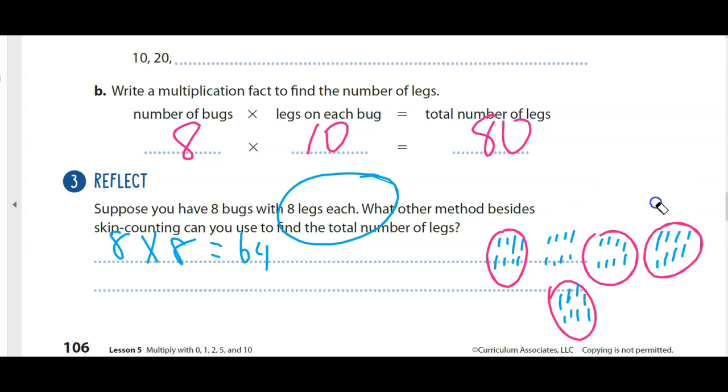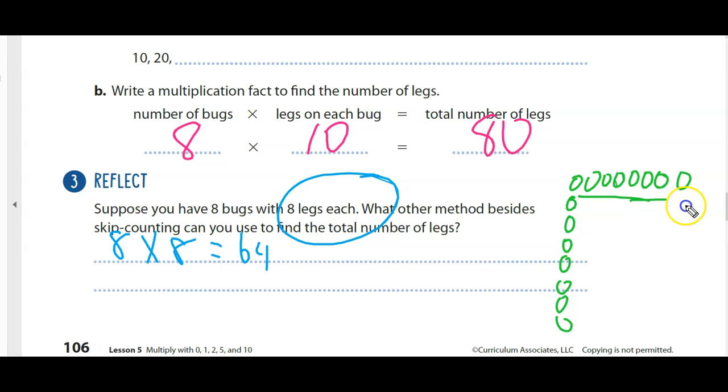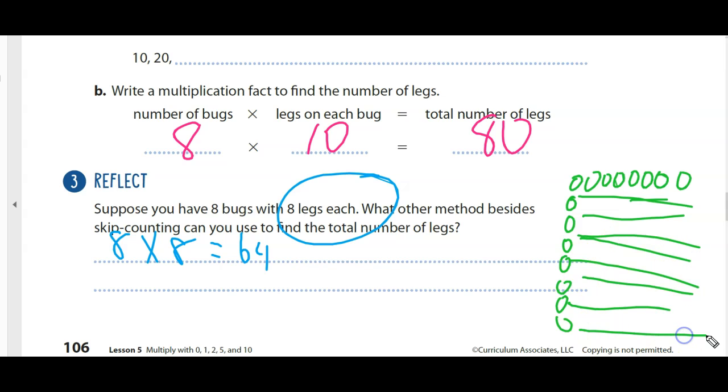I could draw an array. So with the 8 times 8, how many rows would I need? 8 rows. And how many in each row? 8. That's right. 1, 2, 3, 4, 5, 6, 7, 8. And then 8 rows. 2, 3, 4, 5, 6, 7, 8. And then just draw them all there, right? Like that. That would be an array.